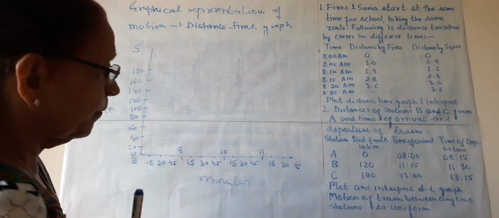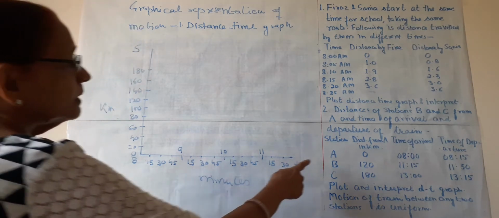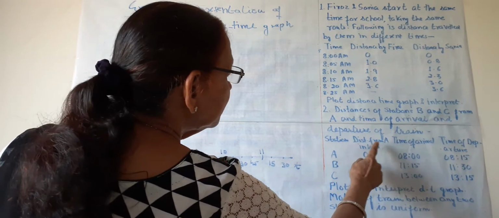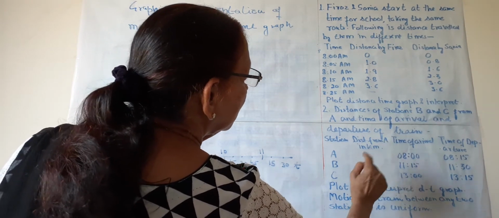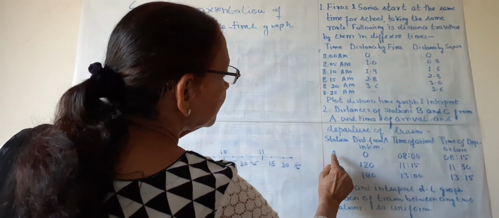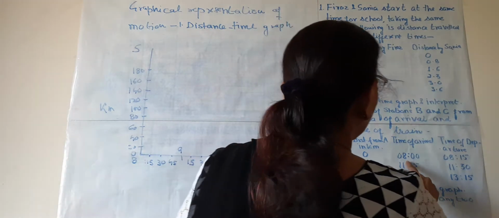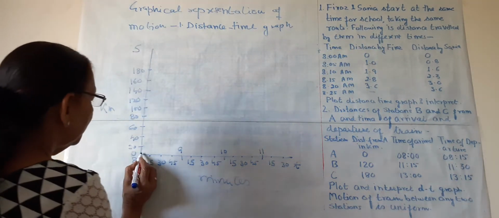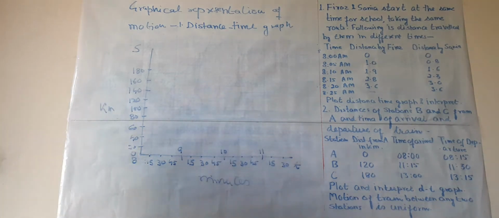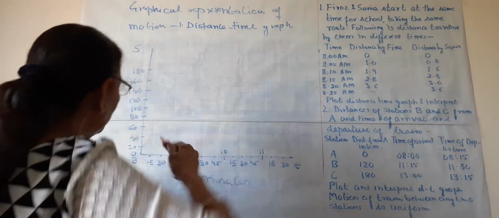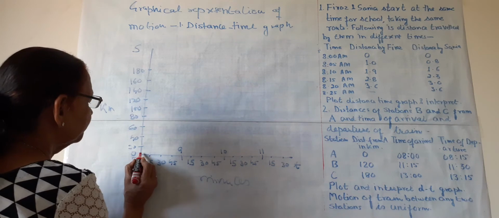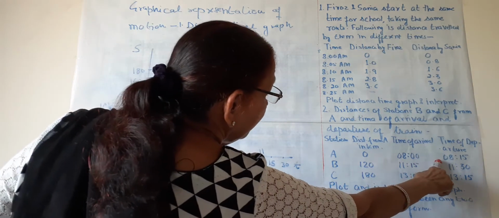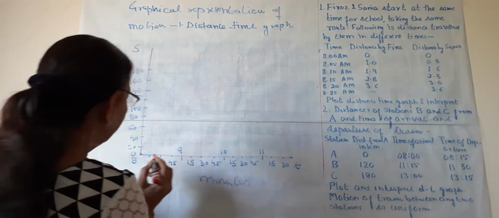Now we will draw. See, here this is station A. Distance from the train is as station A from 8 o'clock to 8:15. So train was here. I will draw with red color. Train was here at 8 o'clock and it departed from this station at 8:15.